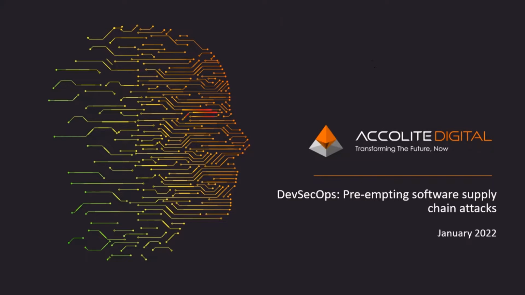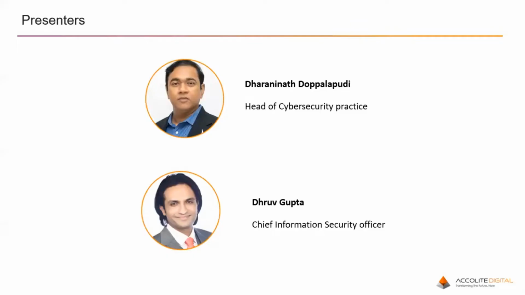Today's session is from the cybersecurity space, and the topic is DevSecOps. What we're going to talk about is preempting software supply chain attacks through DevSecOps. Today's call, we have two eminent speakers from the cybersecurity space from Accolite Digital. The first is Dharaninath Doppalapudi, fondly called DD, and he heads the cybersecurity practice. Our second speaker is Dhruv Gupta, and he's the CISO in Accolite Digital. Now I'd like to pass it on to DD to take this forward.